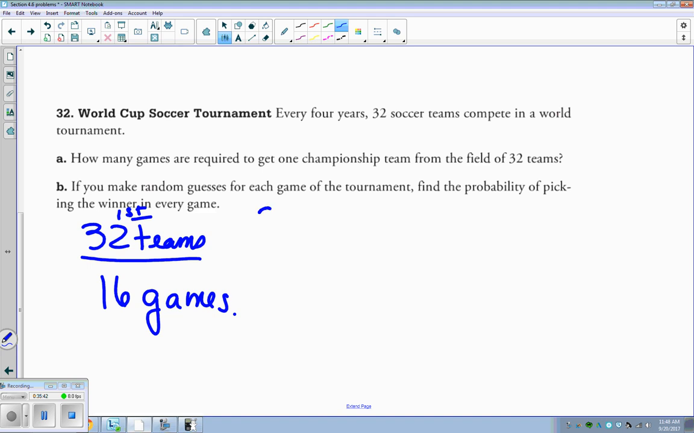Now my second round comes up. How many teams are now gone? 16 teams are gone, aren't they? Because that was an elimination round. In those 16 games, 16 teams had to lose and 16 teams had to win. So now I have 16 teams left, correct? And if I have 16 teams left, I'm going to have 8 games.